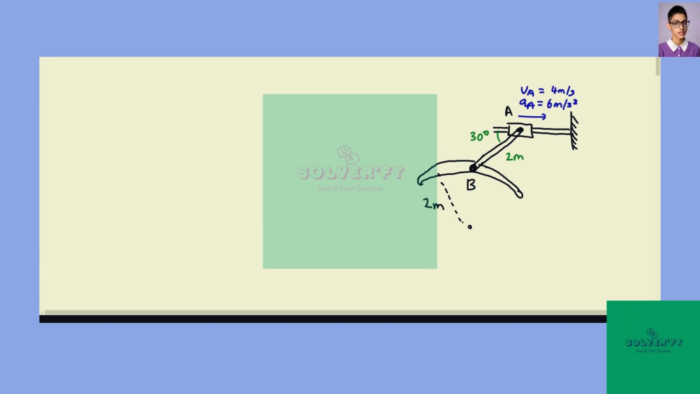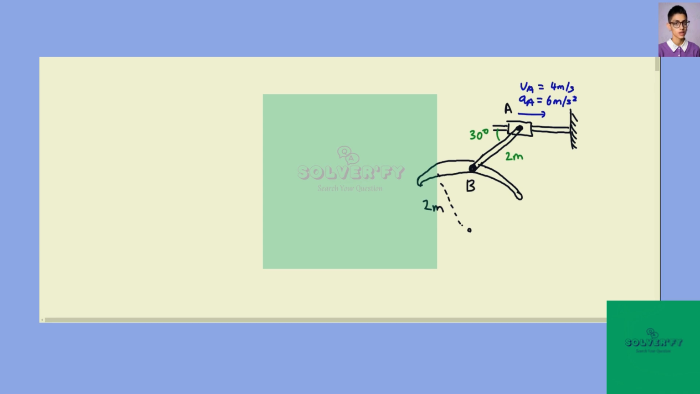In this question, we have this setup. At this instant, block A is moving to the right with a speed of 4 meters per second and an acceleration of 6 meters per second squared. We need to determine the angular acceleration of link AB and the acceleration of point B at the instant.